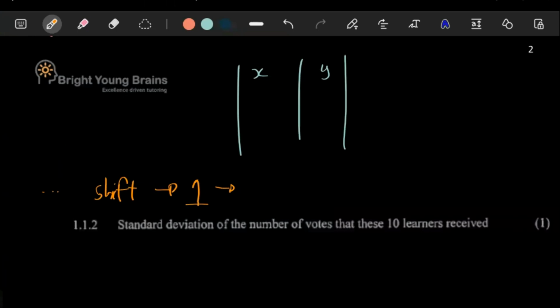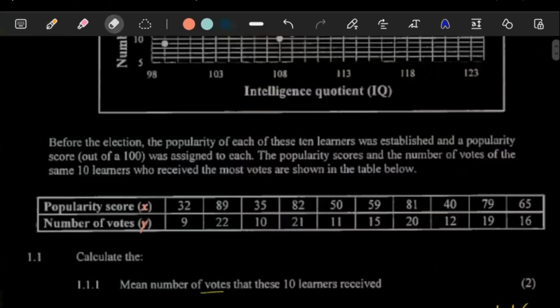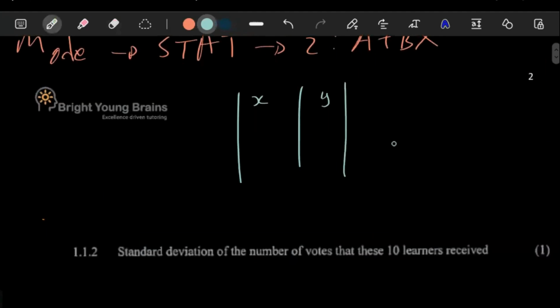But then we want the standard deviation. We have just put the data in the calculator, and we still just want the standard deviation, but for the number of votes. So to get the standard deviation for the number of votes, you're going to press shift stat, and then obviously click on var.